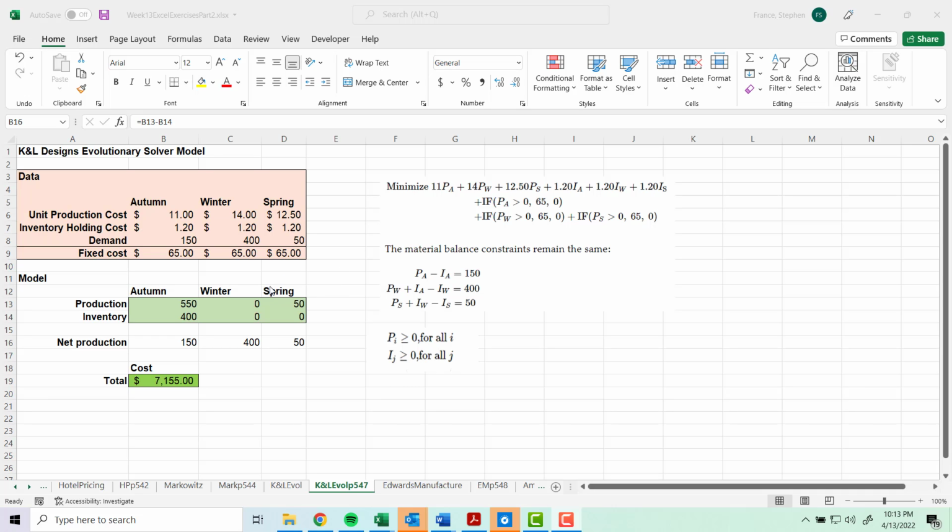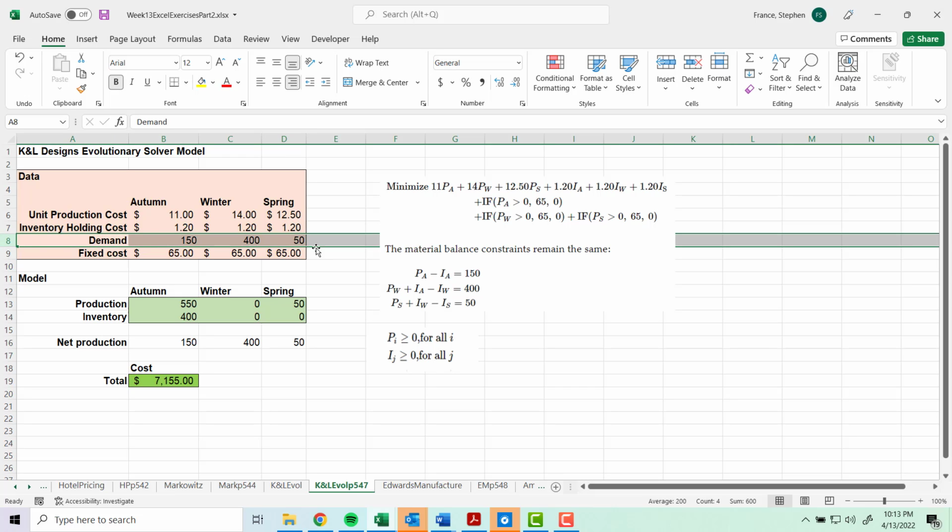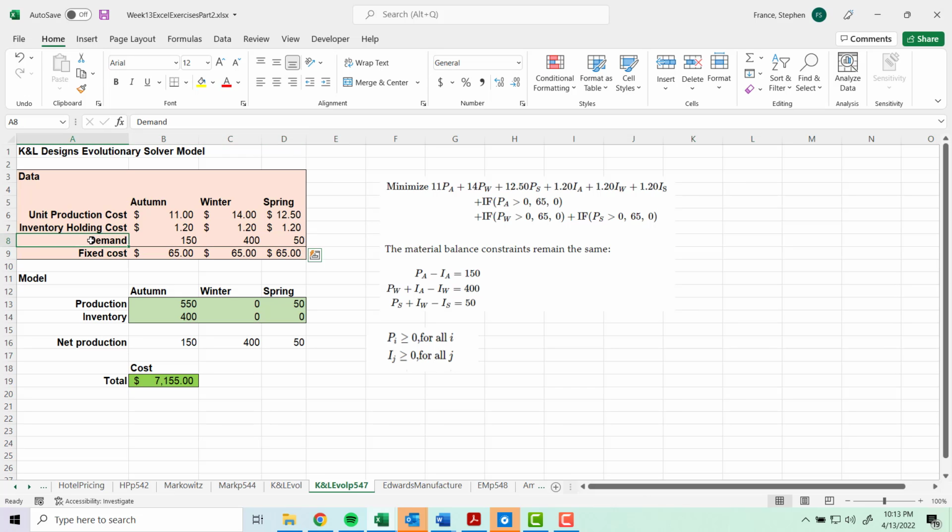Okay, so you all remember the evolutionary solver model, and let's just go through it again. So we produce in the autumn, winter, and spring. We have a certain level of demand in all three of these periods, and it costs us less to produce in the autumn than the winter, and the spring somewhere in between. So why don't we produce everything in autumn?